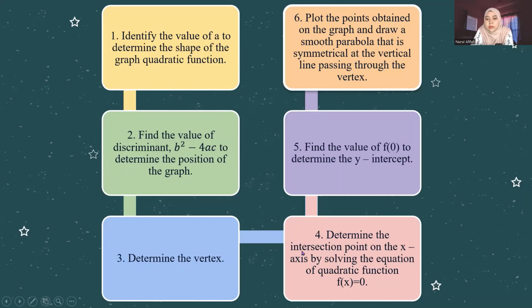Number 4, determine the intersection point on the x-axis by solving the equation of the quadratic function, which is f(x) equal to 0. So you will get the intersection of the x-axis. Number 5, find the value of f(0) to determine the y-intercept. And the last one, plot the points obtained on the graph and draw a smooth parabola that is symmetrical at the vertical line passing through the vertex.